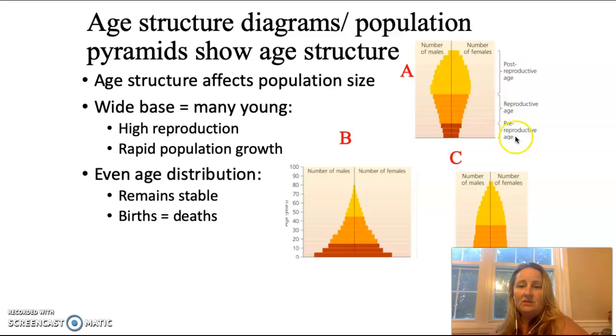Now, letter C, you can't really see the whole thing, but that's more of a stable population. It's like this, it's pretty much square when you get to the reproductive age and the pre-reproductive age. So their population won't be growing. It'll be pretty much staying the same.